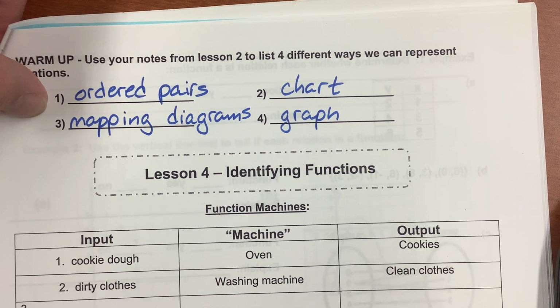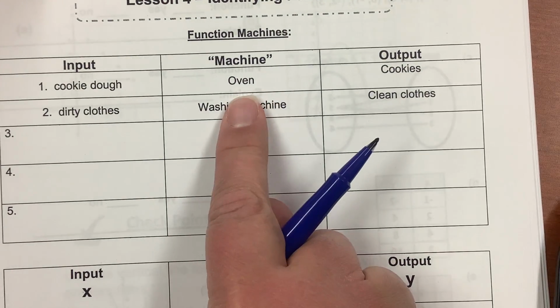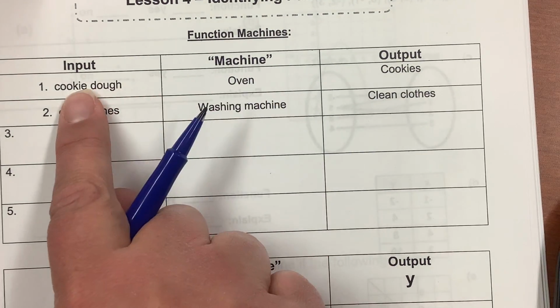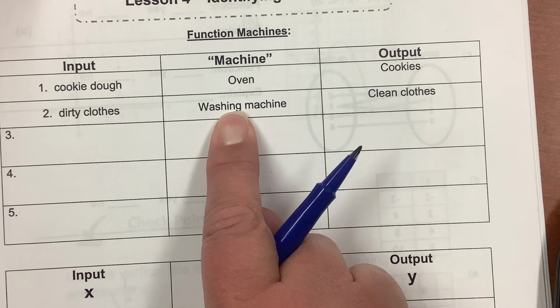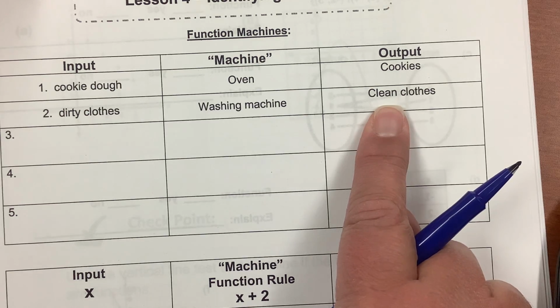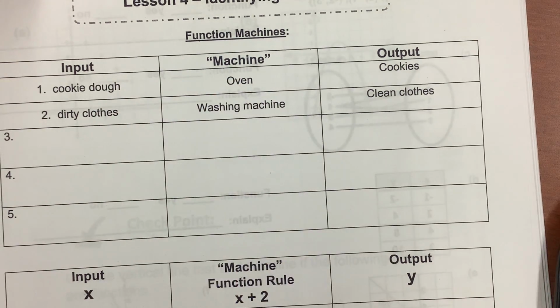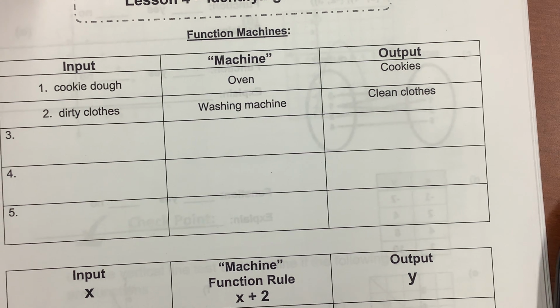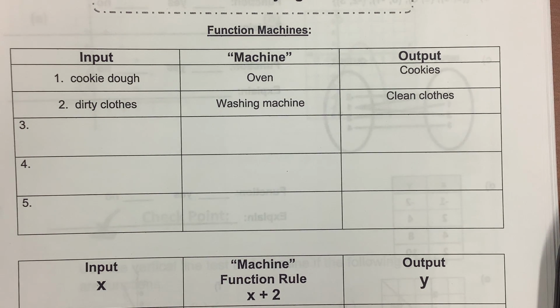So I've done some examples here. My examples are, the machine is an oven. If I put in cookie dough, I get out cookies. If the machine's a washing machine, I put in dirty clothes and I get out clean clothes. Now, if I put dirty clothes in the oven, all I'm gonna get is stinky, dry, dirty clothes. So your input has to go in your machine. So I'd like you to pause the video and think of some machines and what would go into the machine, and then what would be the output.